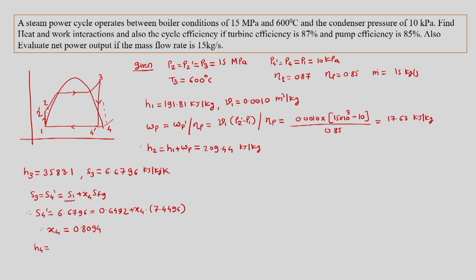Knowing this, we can find out H4 dash, and H4 dash is equal to H1 plus X4 into HFG. So we get it as 191.81 plus 0.8094 into 2392.1. So H4 dash is equal to 2127.97.